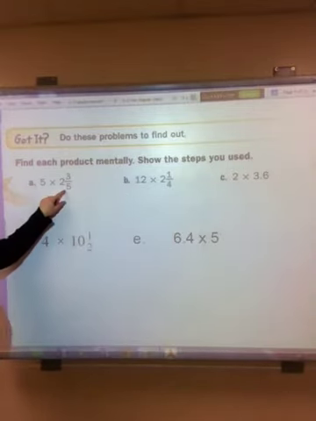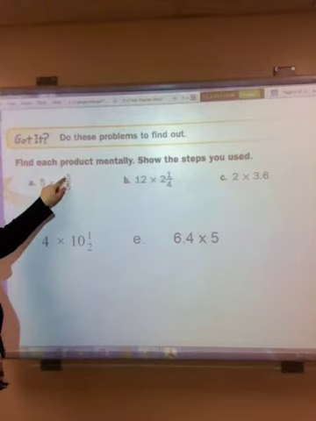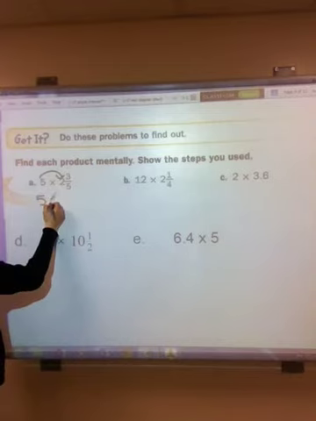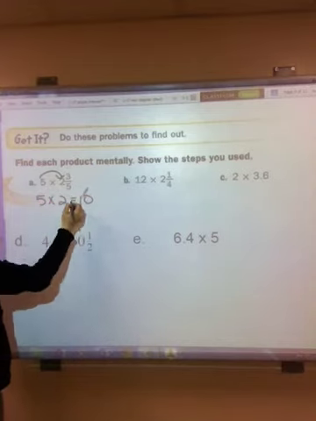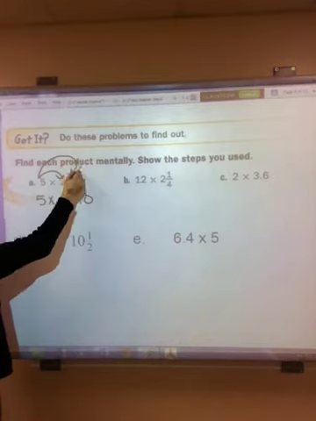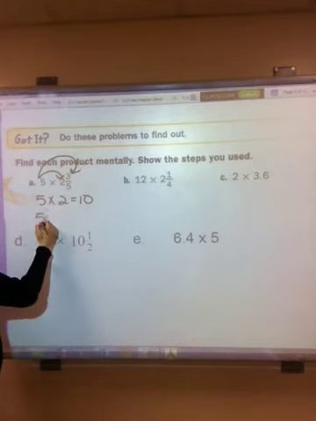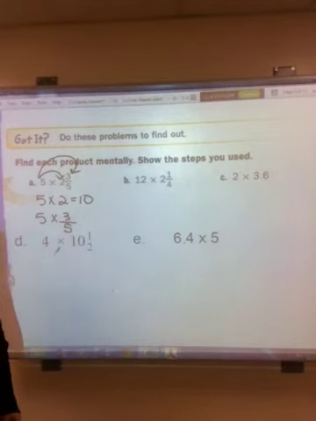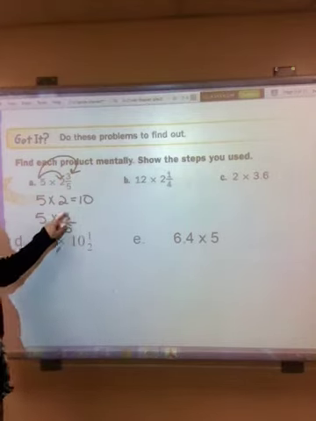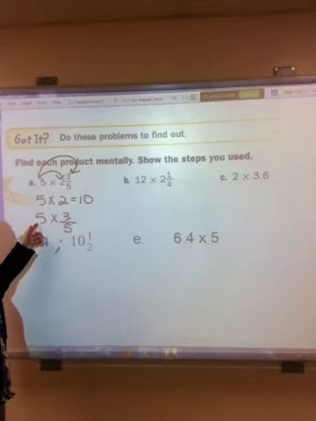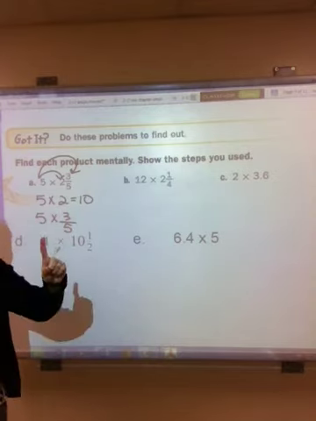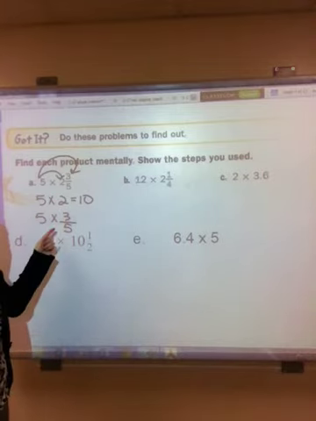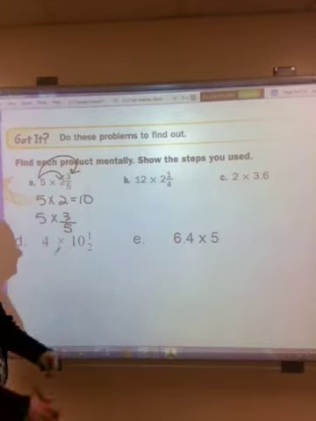A is a little bit harder because we have this 3/5 here. Let's take a look. So first thing I'm going to do is 5 times 2. 5 times 2 is 10. Second thing I'm going to do is 5 times 3/5. This is a little bit harder. 5 times 3/5. Now, try to follow me as I do this mentally. I know that 1/5 of 5 is simply 5 divided by 5, which is 1. So if 1/5 of 5 is 1, then 3/5 of 5 is 3.